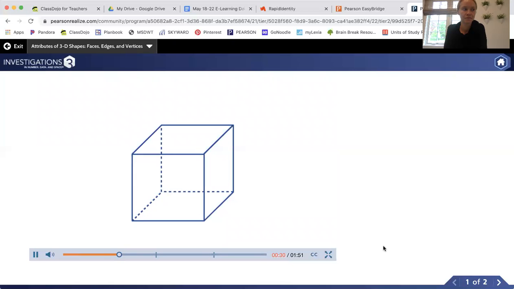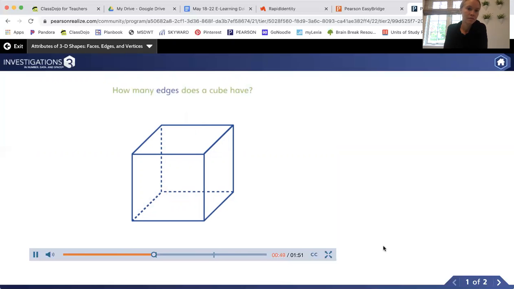I can count the faces. 1, 2, 3, 4, 5, 6. A cube has 6 faces. An edge of a 3D shape is the place where 2 faces meet.